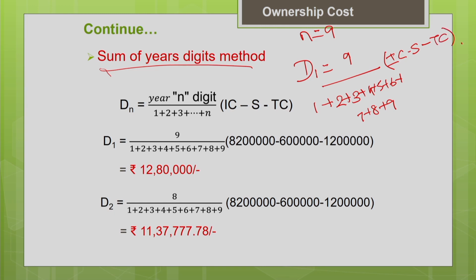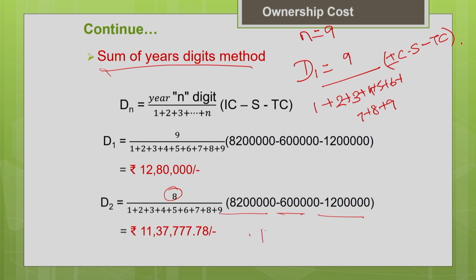Similarly, for the depreciation for the second year, the number of years left in the recovery period is nothing but the number of years left from the beginning of the second year to the end of the useful life of the machine, which is 8 years. So 8 divided by the sum of the years in the useful life, multiplied by your initial cost minus salvage value. Similarly, you calculate the depreciation for every year.